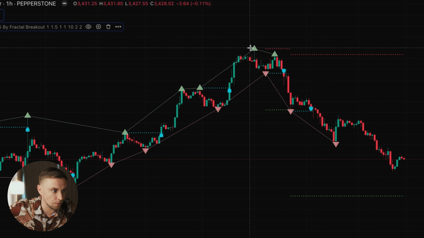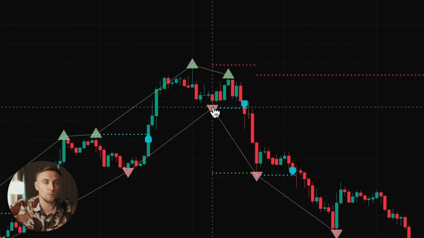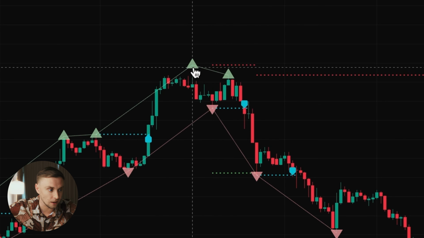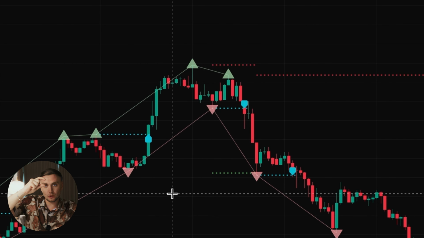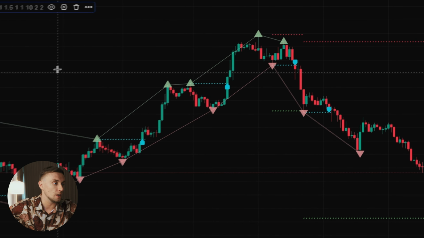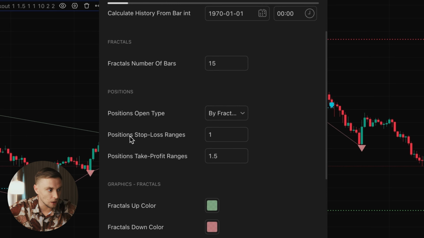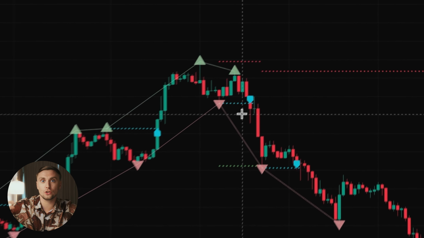In this particular example, it calculates the distance between the closest bullish fractal and the bearish one, and we can use a multiplier. For example, if we go to the settings of this indicator, we can see position stop loss range is 1. It means it's not using any multiplier, just the same distance between the closest bullish and bearish fractals. Position take profit range is 1.5. It means we'll take this distance and multiply it. So that's the whole strategy right now.